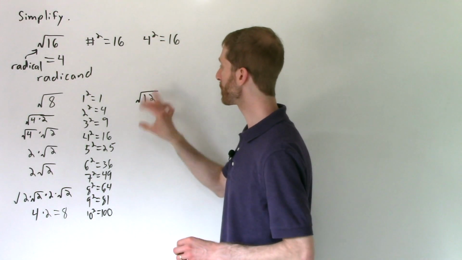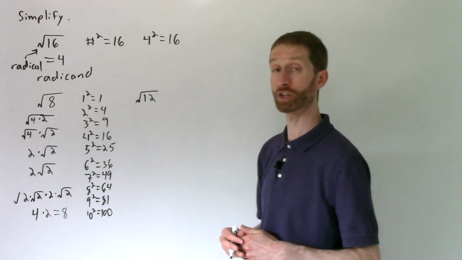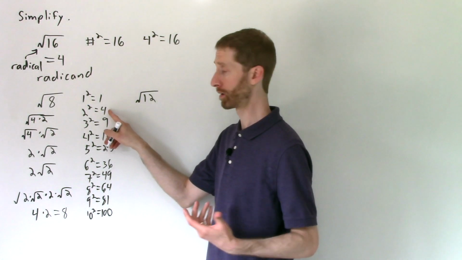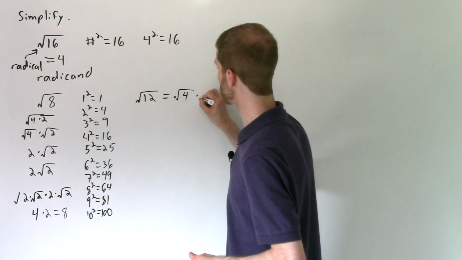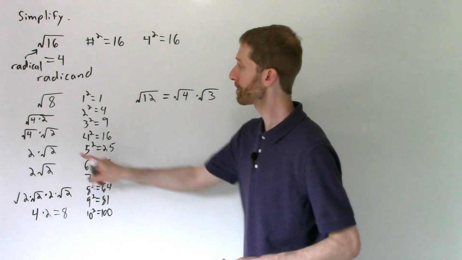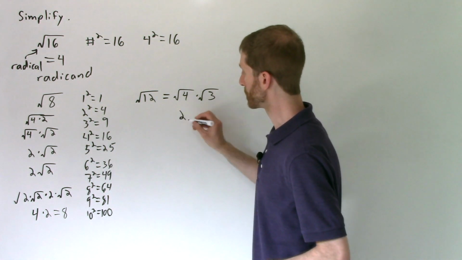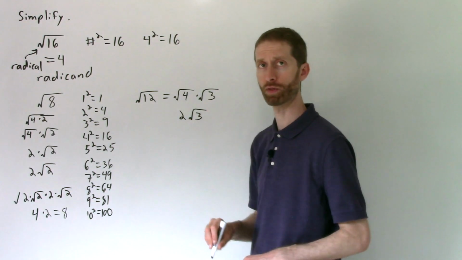So we've got the square root of 12. For the square root of 12, we need the biggest perfect square that goes into 12. Again, that's going to be 4. So we could rewrite this as the square root of 4 times the square root of 3. I skipped a step here and went right to that. The square root of 4 is 2 because 2 squared is 4, times the square root of 3. So our answer is 2 root 3.